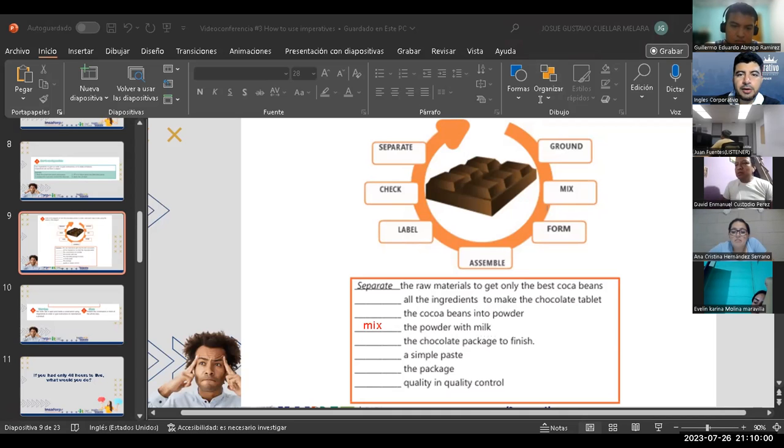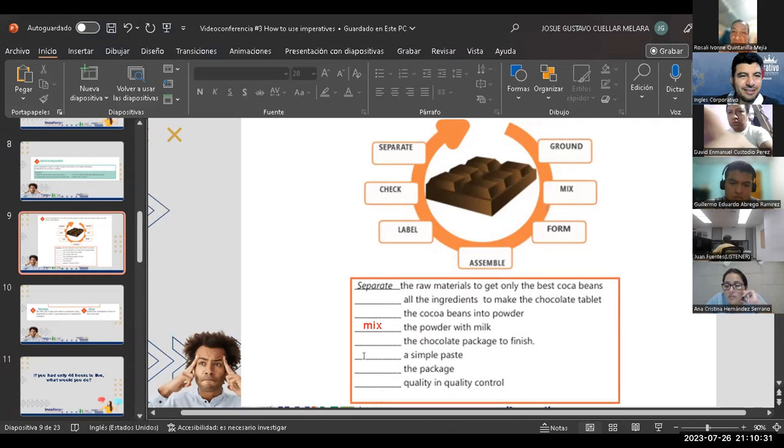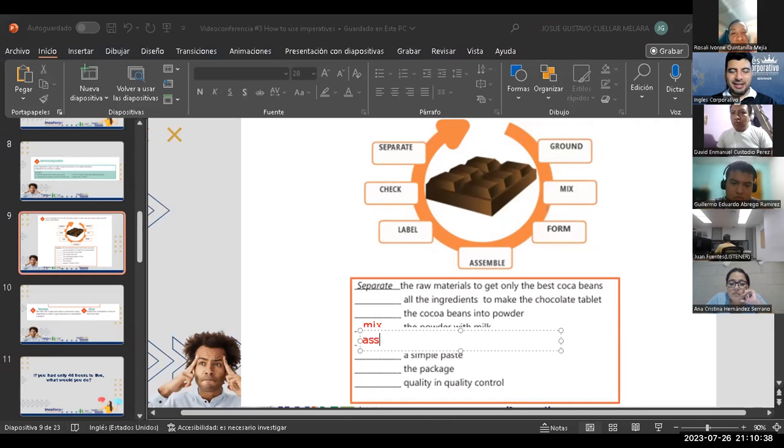Thank you. Who else? Rosalie, please. Number five. Label and the chocolate package to finish. Okay, number five. Okay, almost. And here we have assemble. It is like very confusing, right? It's assemble. But yeah, it seems like label, but it is assemble chocolate package to finish. Okay, yeah, maybe. But thank you.